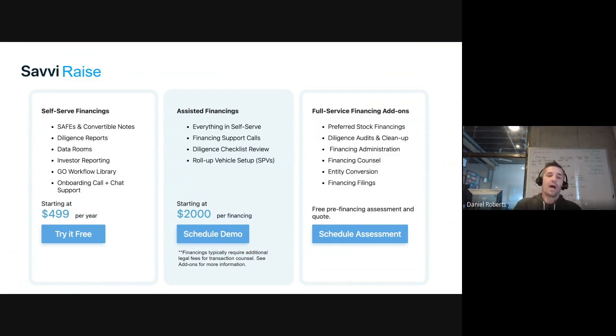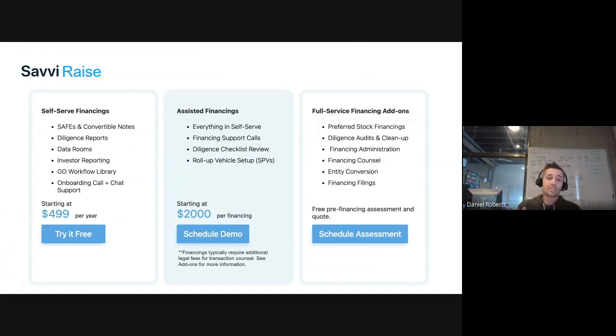So Savvi Raise is a bundle of tools and services that is meant for somebody who's raising money. Awesome. So we have a number of self-serve tools that you can get access to on our platform if you're on a subscription. So safes and convertible notes, everything from board consents to approve those financings, the term sheets that you would need to generate to share with the investors, the signature collection process. We have some due diligence reports that you can actually fill out to share with investors so that you don't have to go through a law firm to answer all those questions.